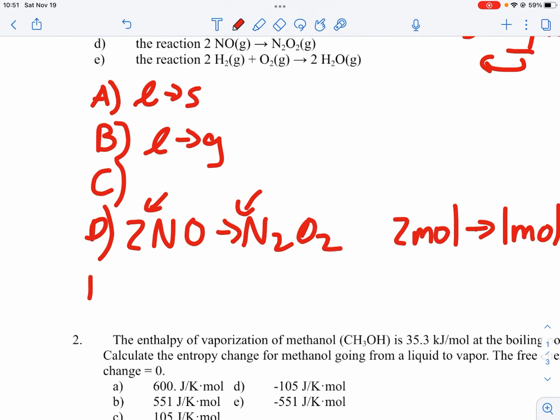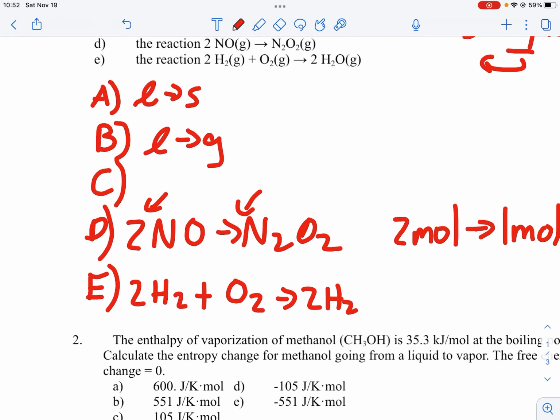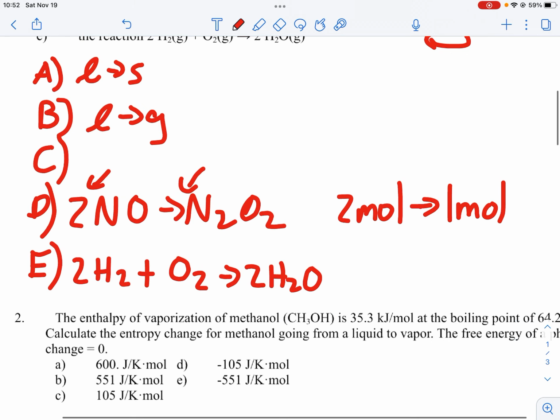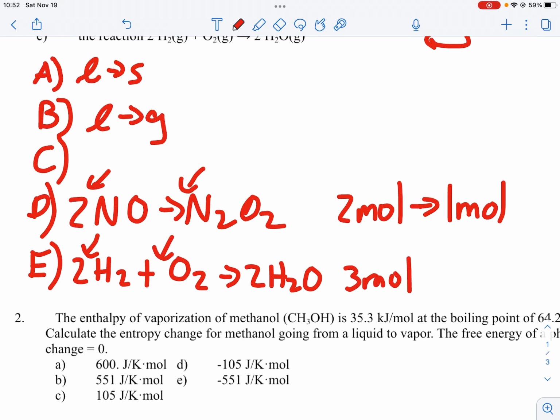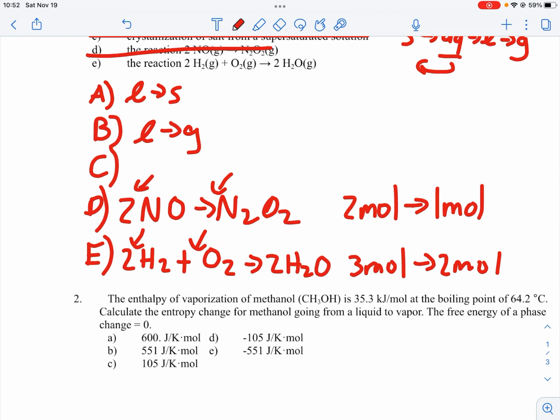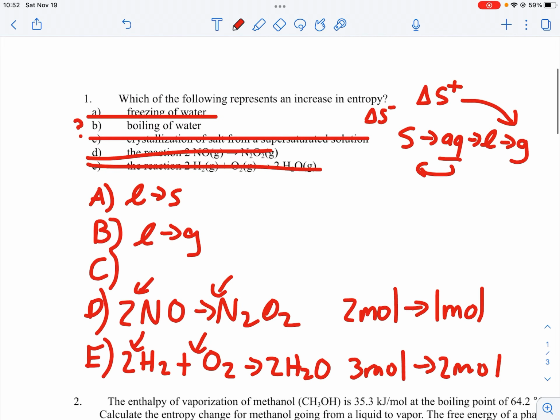And then option E has it so 2H2 plus O2 reacts to make 2H2O. And that is 1, 2, 3 moles on the left in the reactants to 2 moles on the right, which is just a decrease in moles again, which is more order. So we know it can't be either of these options. So we can just go ahead and circle B.